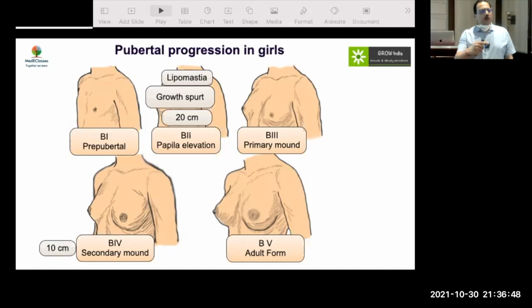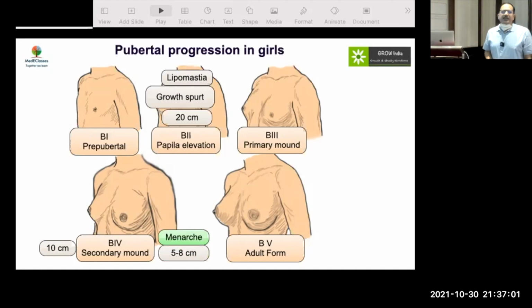And breast stage 4 is only 10 centimeters height, which means that you are very close to vaginal discharge and periods. So you have to be cautious. Breast stage 4 is the formation of a secondary mound. Then after that, menarche happens, the height gain is 5 to 8 centimeters. So if you have a child who is 130 centimeters as breast stage 2, you can say, okay, 150 is the likely height. Breast stage 4 becomes 140 and menarche becomes 135.